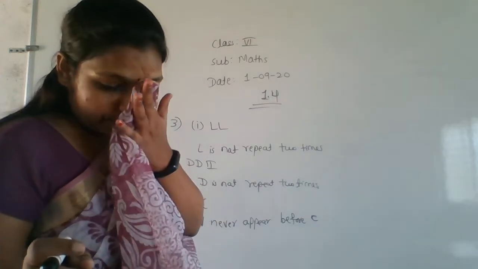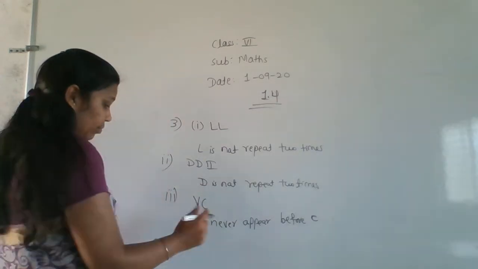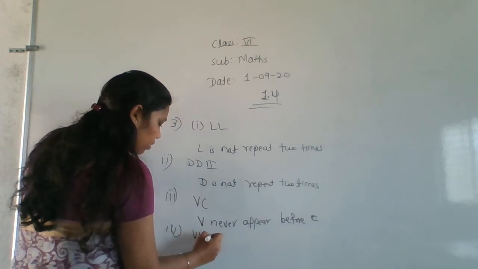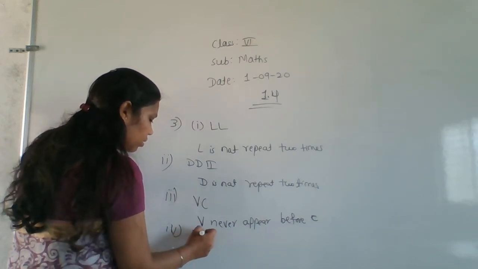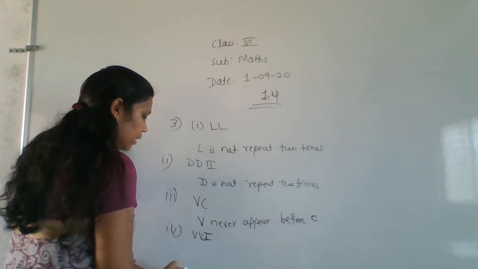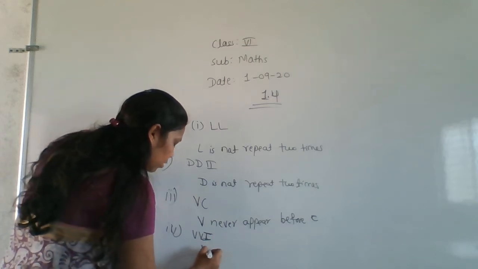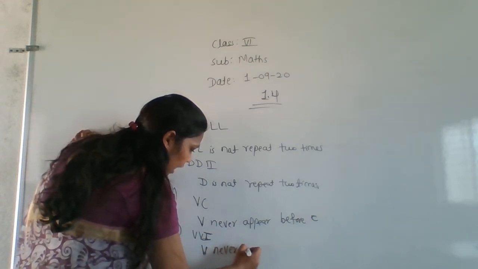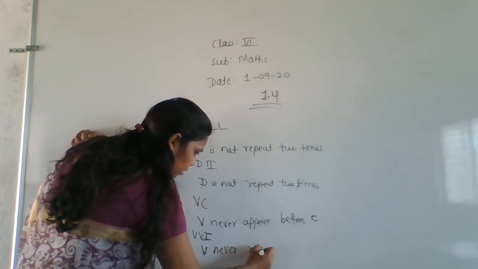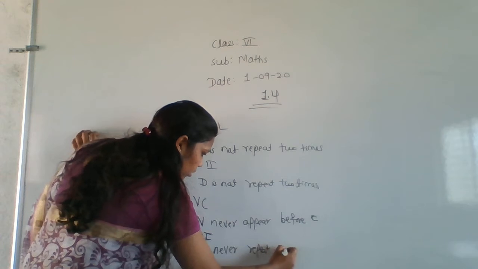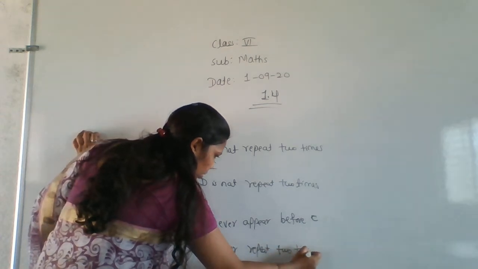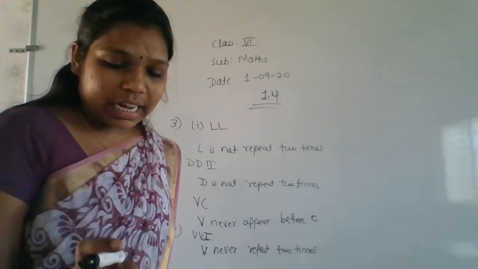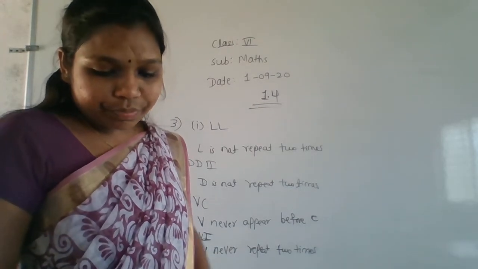Next one is here, VV. That is, 5 never repeats two times. 5 never repeats two times.